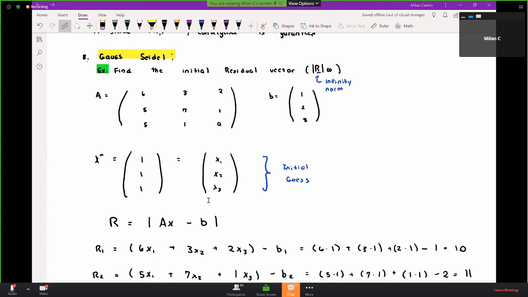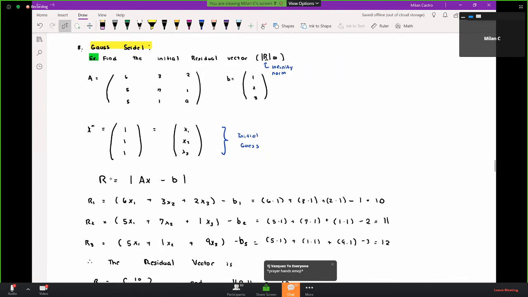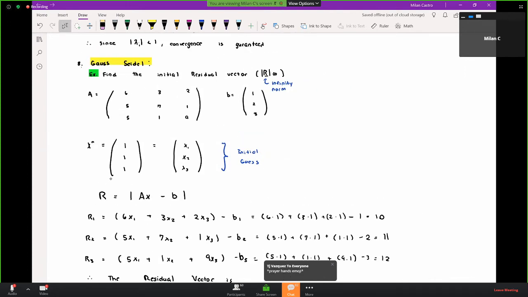All right, so we're finding the initial residual vector given this A matrix, this B vector, and an initial guess of 1, 1, 1. So I think the first thing to note is just anytime you see your initial guess, set that equal to x1, x2, and x3. That way you know what your x1, x2, and x3 are when you're writing these equations down, and there's no confusion, because it's a lot of math and you can get confused if you're not careful.